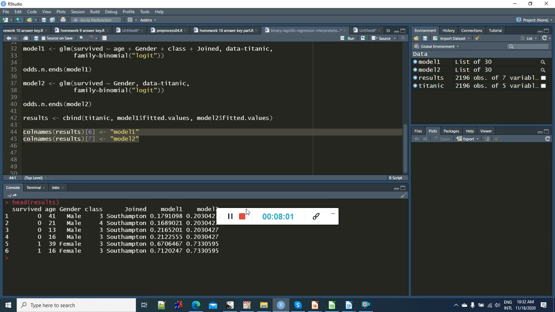Now, since model 2 only had gender, and there's only 2 genders, male and female, there's only 2 probabilities. Either you were male and you had a 20% chance of surviving, or you were female and you had a 73% chance of surviving. And when we're making predictions about individual people, we round the prediction to either 0 or 1. So if you have a 20% chance of surviving, we're going to predict that you didn't survive because the probability was less than half.